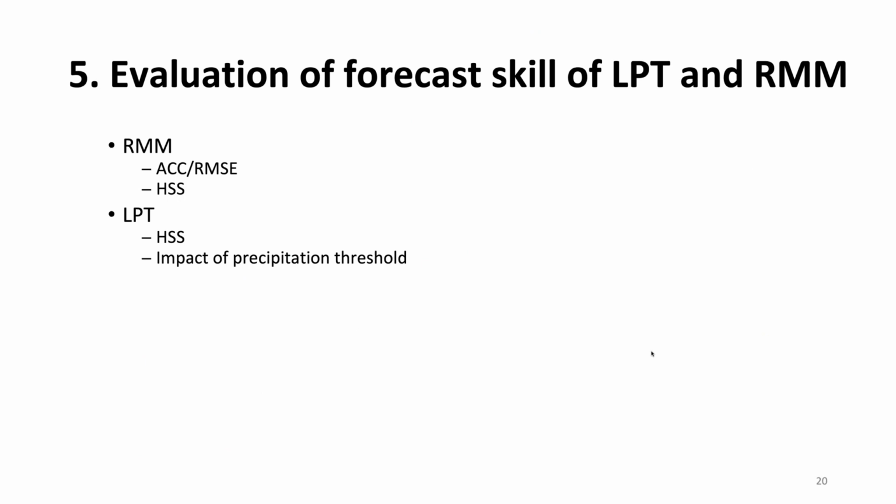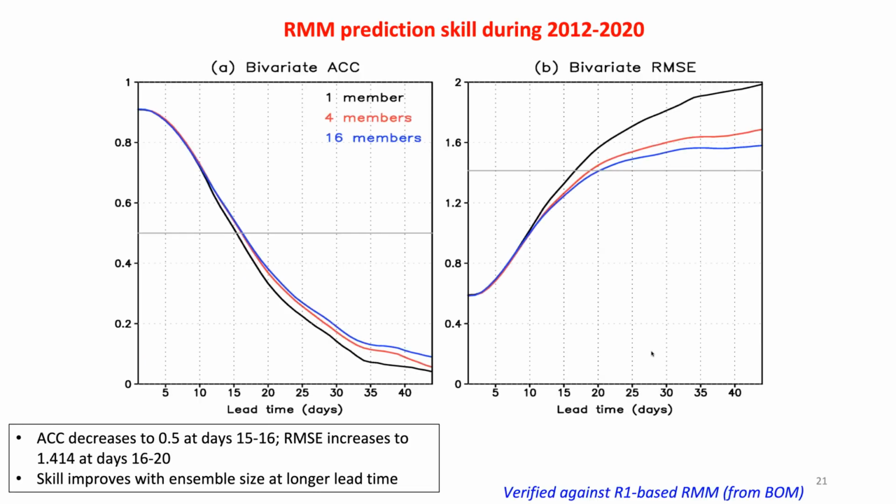Okay, then we also did some evaluation of the skill for LPT and RMM. For RMM, we calculated the anomaly correlation coefficient, RMS error, and Heidke skill score, and for LPT, we calculated the Heidke skill score. So let's move to the next slide.